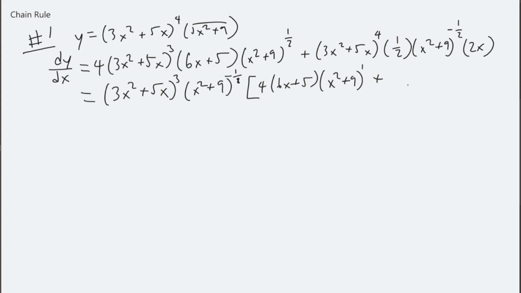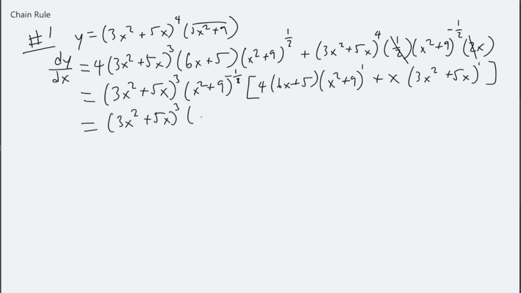And add our second part here, which is going to be equal to an x. We're going to get the half cancels out with this 2. We're going to have x, and we're just going to get 3x squared plus 5x to the exponent 1. Since we factored out an exponent of 3 and this is an exponent of 4, we're going to get an exponent of 1 here. And now, continuing on, we're just going to rewrite the common factors out.